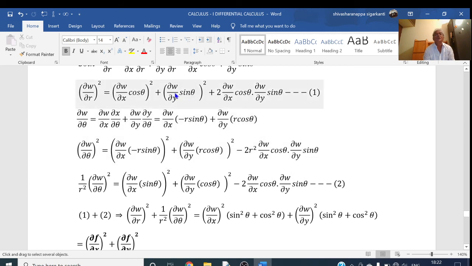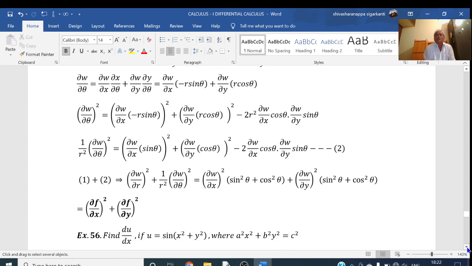So here I have a ∂w/∂y square term. Here also I have a ∂w/∂y square term. Here we have cos square theta. Here we have sin square theta. So taking ∂w/∂y square as a common factor, we get sin square theta plus cos square theta. We know that this value is equal to 1, this value is equal to 1. So the right hand side is ∂w/∂x square plus ∂w/∂y square. W is nothing but f. We can write ∂f/∂x square plus ∂f/∂y square.